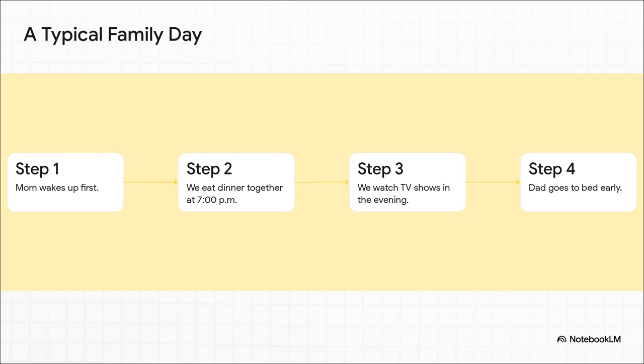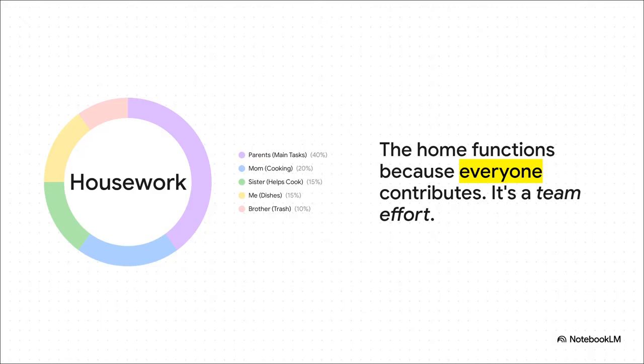Mom kicks off the day, the whole family comes back together for dinner at a set time, they share some downtime, and then dad calls it a night. This pattern tells a story of predictability, of stability, and these really crucial moments of intentional togetherness. And I love this chart because it's such a great picture of shared responsibility. See, housework here isn't just one person's burden. It's a total team effort.